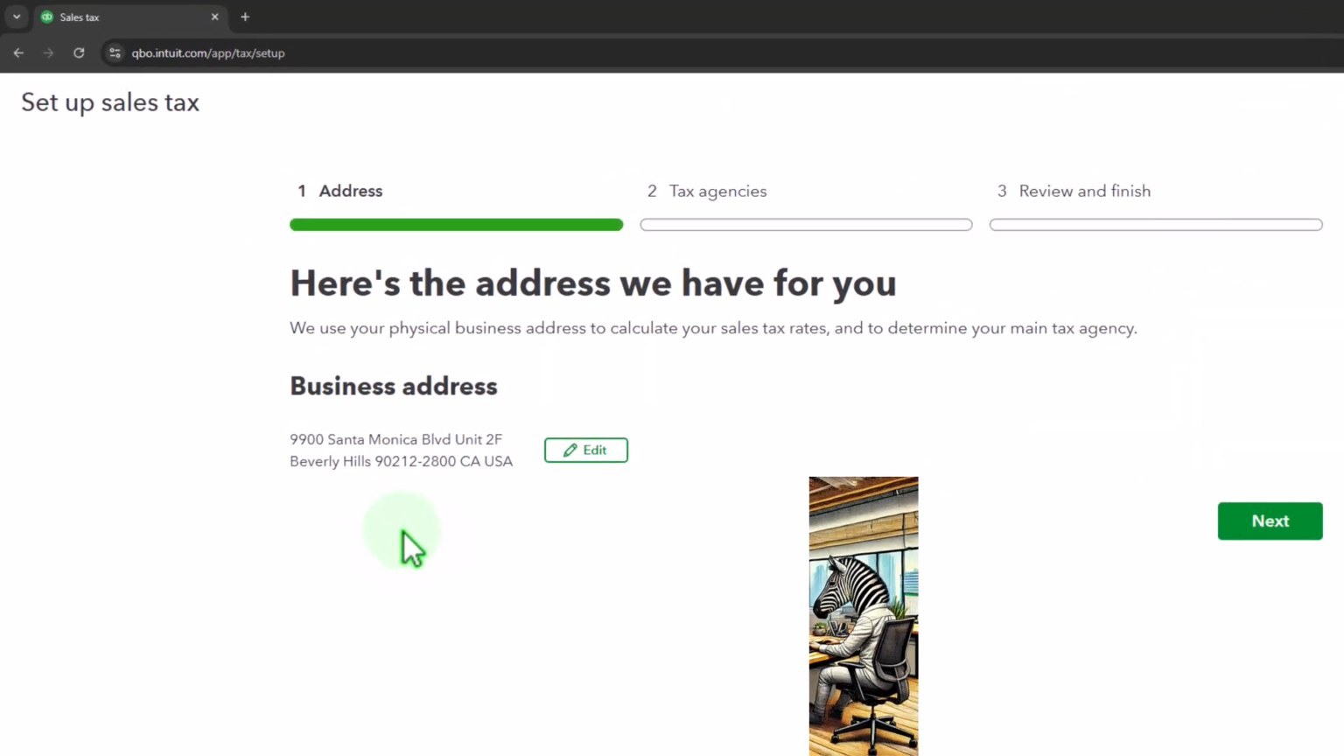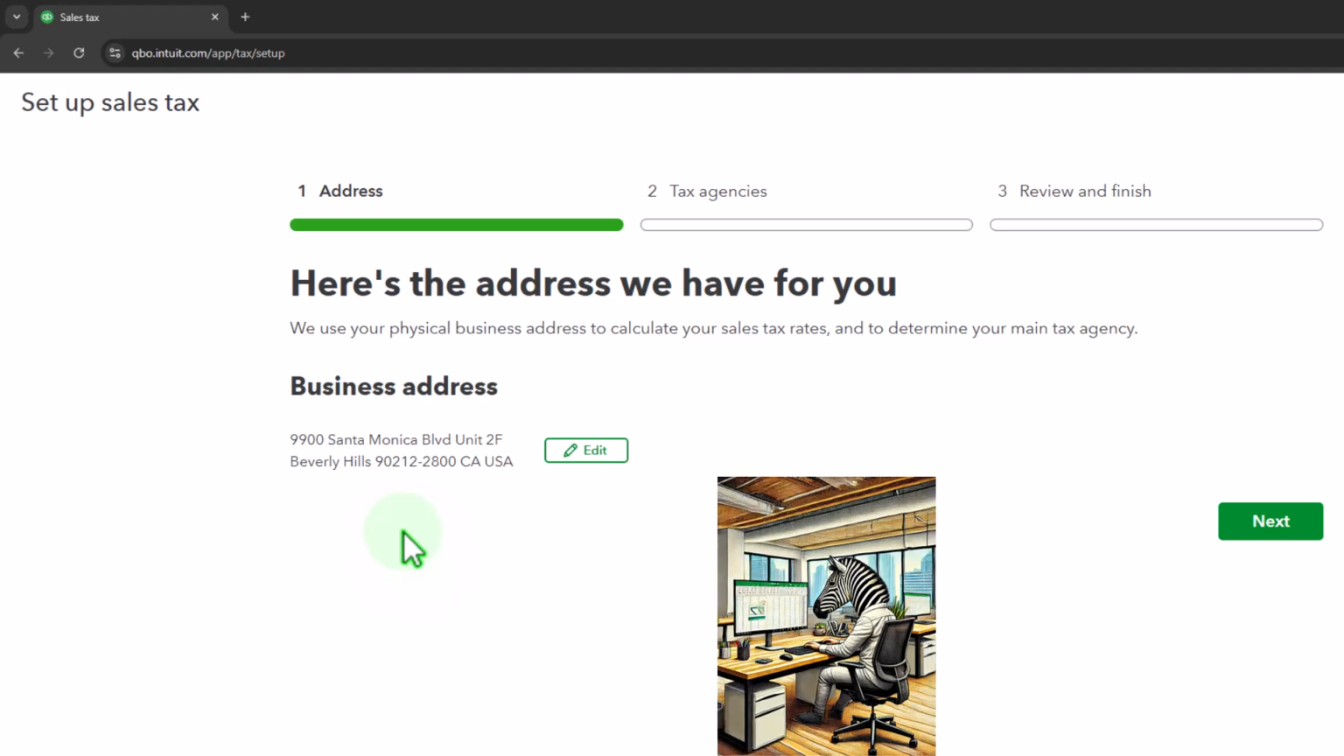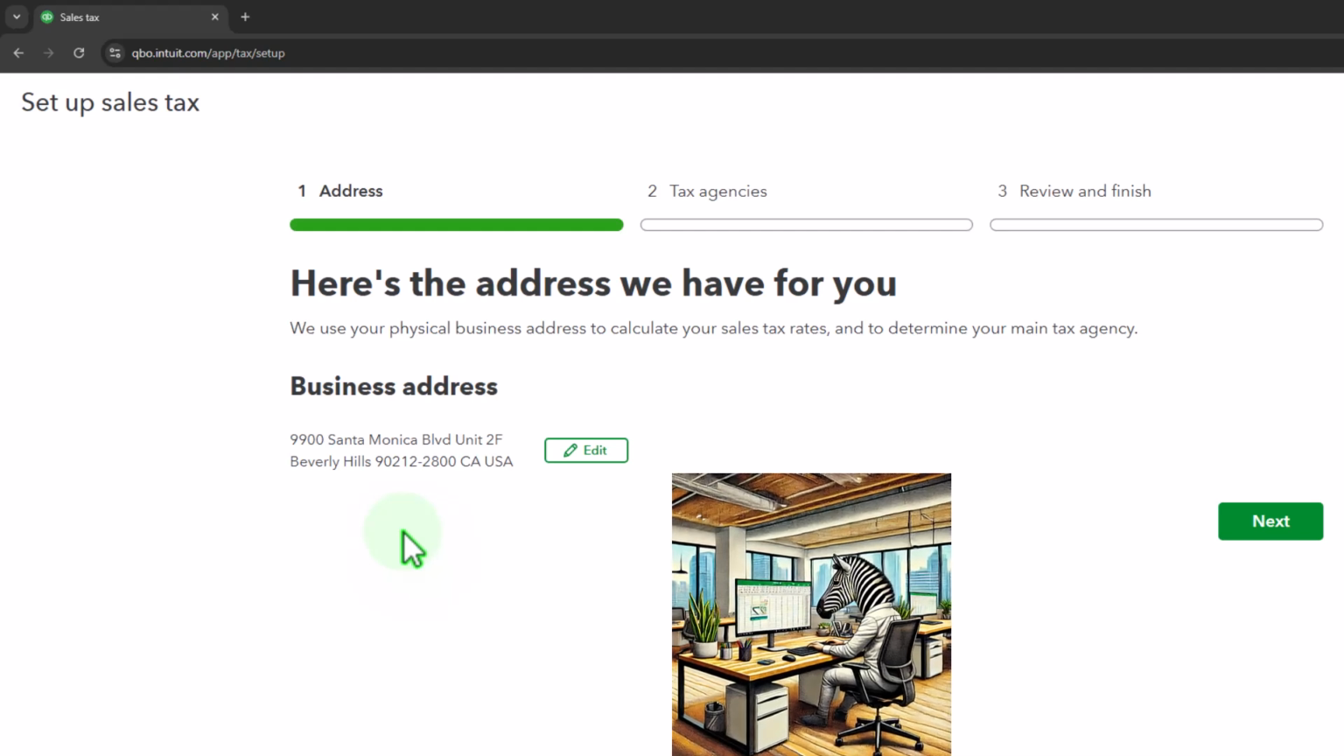Address. Here's the address we have for you. So we use your physical business address to calculate your sales tax rates and to determine your main tax agency, which of course works great if you have a physical location. Again, if you have an online type of sales structure, it might be a little bit more complicated, so beware of that. We're going to imagine for our purposes that we're making sales in Beverly Hills.